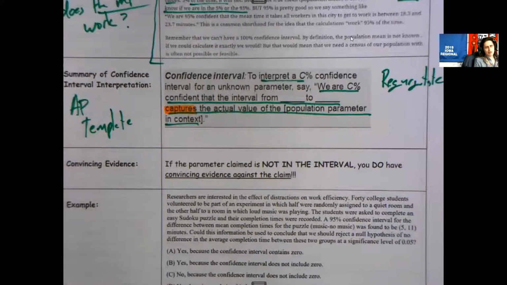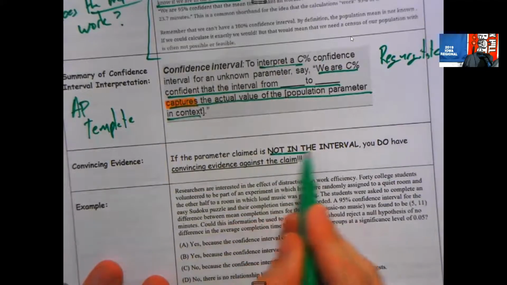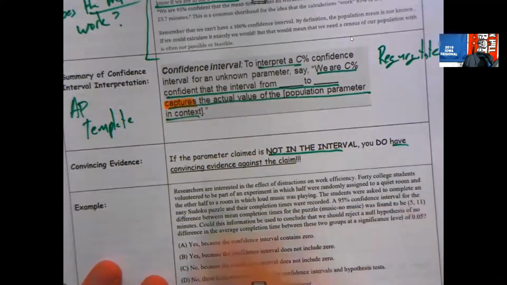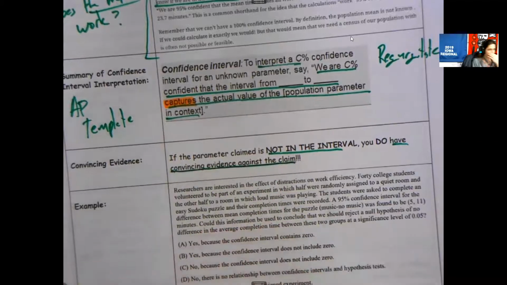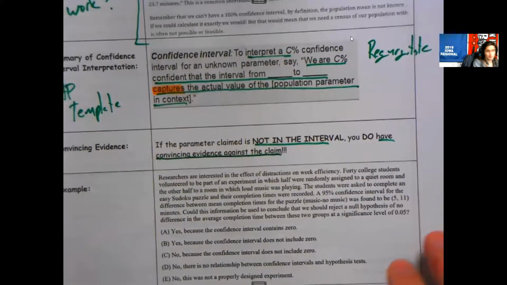Convincing evidence: when we talk about significance tests, we'll talk about how, if a claimed parameter is not in the interval, you have convincing evidence against the claim. Don't worry too much about that. That's a holdover from when Chapter 9 was included with this material.